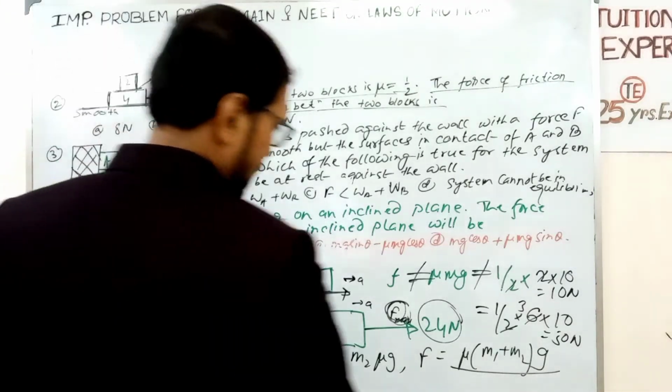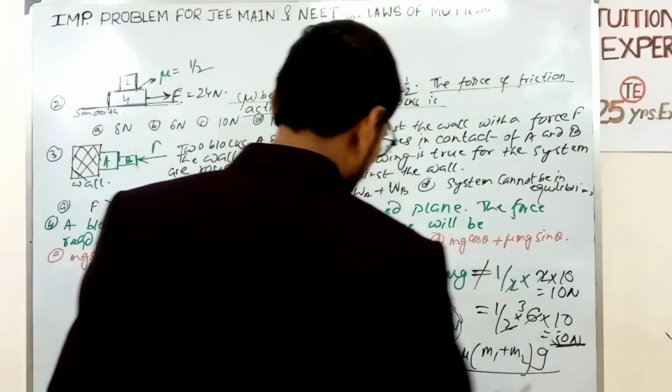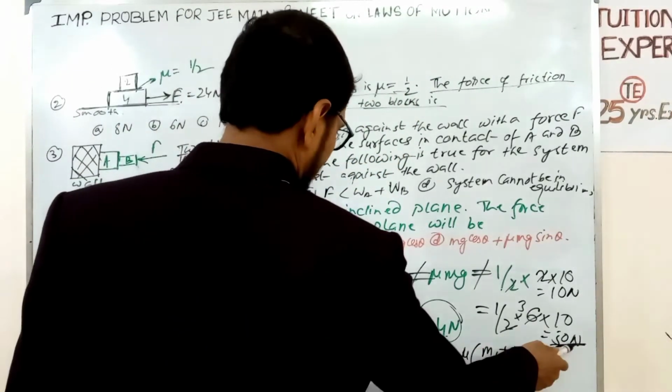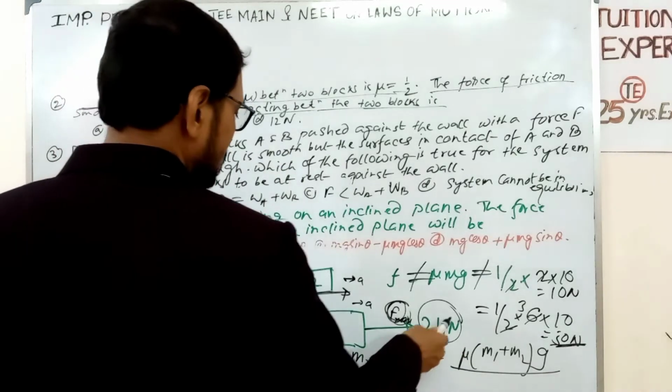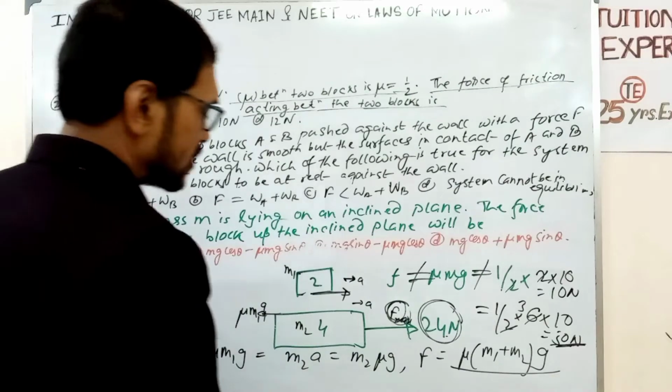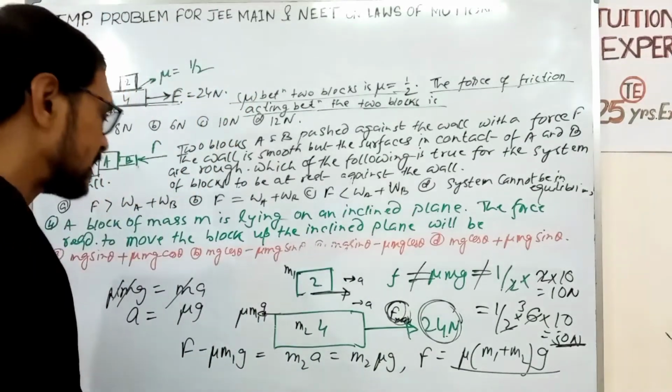as the maximum force is 30. After 30, the two blocks move separately. Up to 30, the two blocks move together. So now 24 Newton is less than 30, so the two blocks move together.